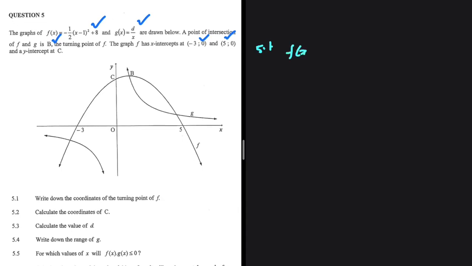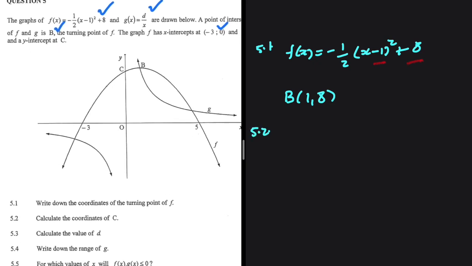Well, we are told that f of x is equal to -1/2 multiplied by (x minus 1) squared plus 8. When your equation is written in this format, 1 will be the x value of your turning point and 8 will be the y value of your turning point. So the coordinates of b, the turning point of f, are x equals 1 and y equals 8. That's pretty much basic. It's not a difficult question whatsoever. Let's go ahead and do 5.2.